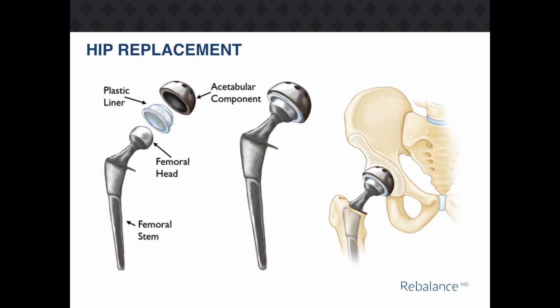The prosthesis used will consist of multiple components. These include a femoral stem and head that will replace the head of your damaged femur, a plastic-lined prosthetic cup that will be used to line your acetabulum. These components are fit together to create a ball and socket joint. This is what allows you to move your hip in multiple directions.